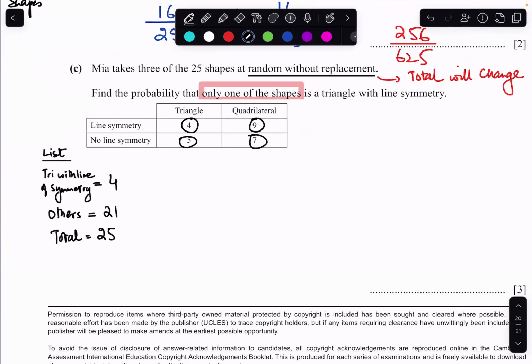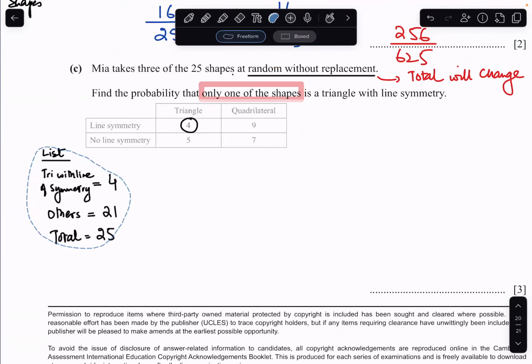Can you read the statement again? Mia takes 3 out of the 25 shapes at random. Okay. So all of them are involved. Is that clear? Yes or no? Yes. So you might have noticed, but I'm going to list it down again.